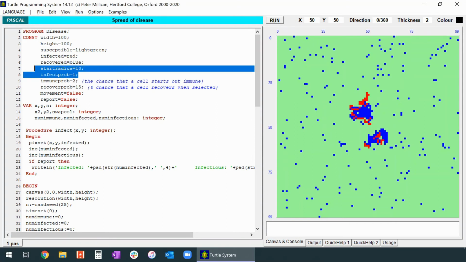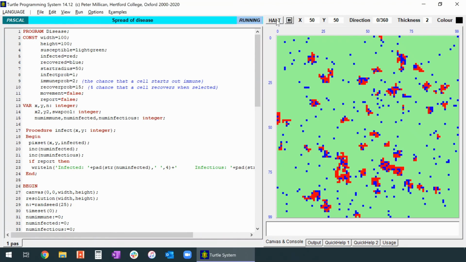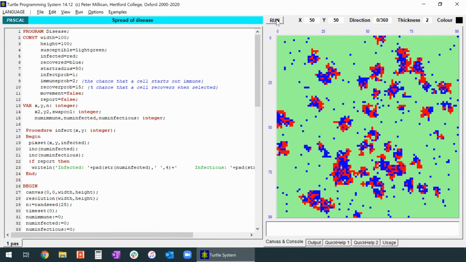We've got two numbers left here now. We've got start radius equals 10 and infect prob equals 1. Infect prob is the probability, the percentage chance that a given cell is infected to begin with. But against that we have the start radius. So this determines how far away from the centre of the board the disease can start. So if we massively increase the start radius, so if we set it to even just 50, what we'll find is that the disease can start in lots of places at once and will spread in a very different way.